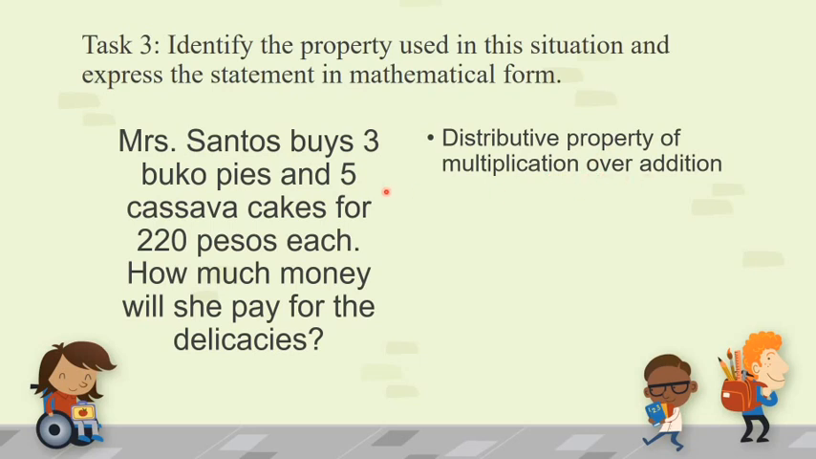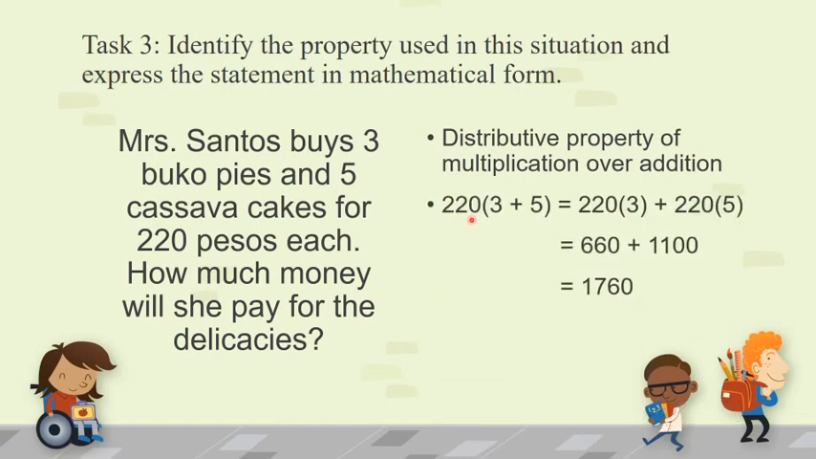So why? Because it says in the problem that Mrs. Santos buys 3 buko pies and 5 cassava cakes. And for this, each of the delicacies is 220 pesos each. So how are we going to express it in mathematical form? So we will have 220 times the quantity of 3 plus 5. So using the distributive property of multiplication over addition, we will arrive with 220 times 3 plus 220 times 5.